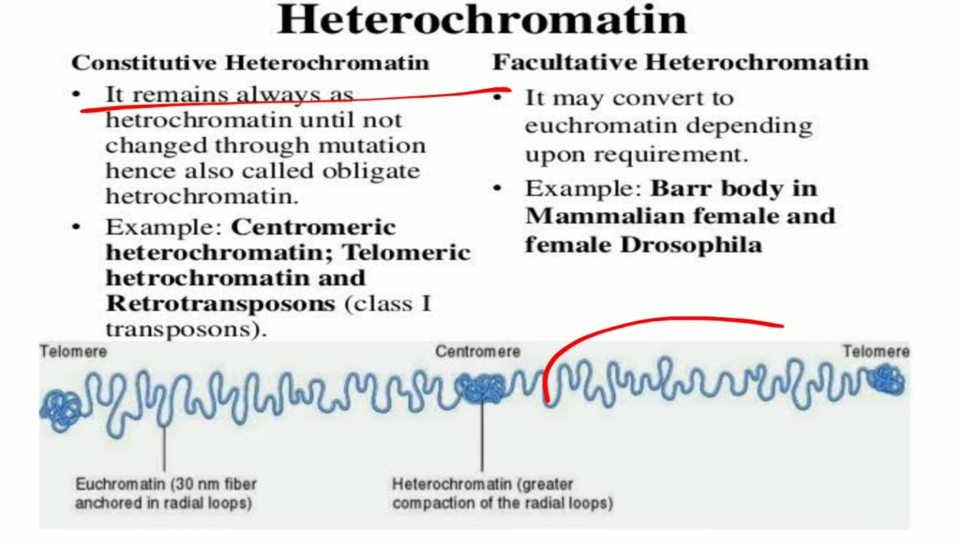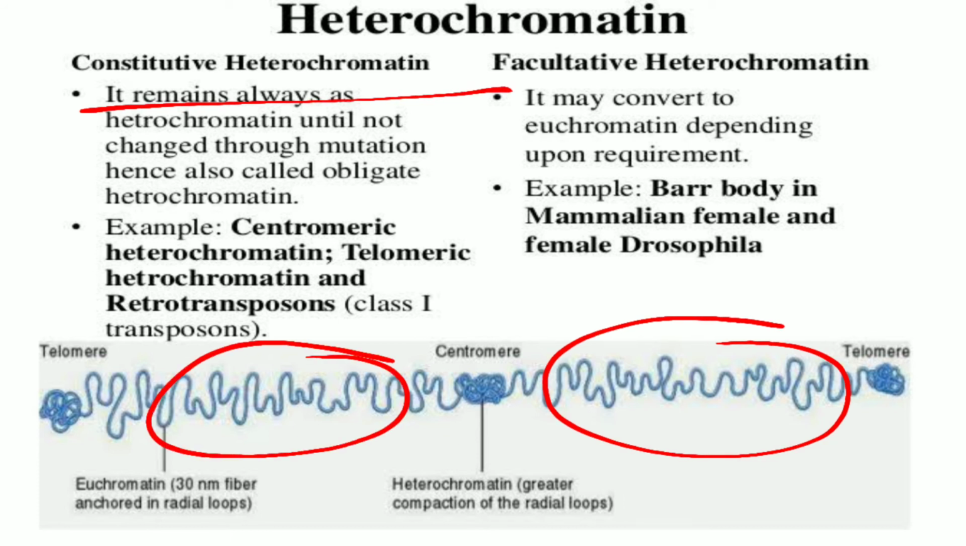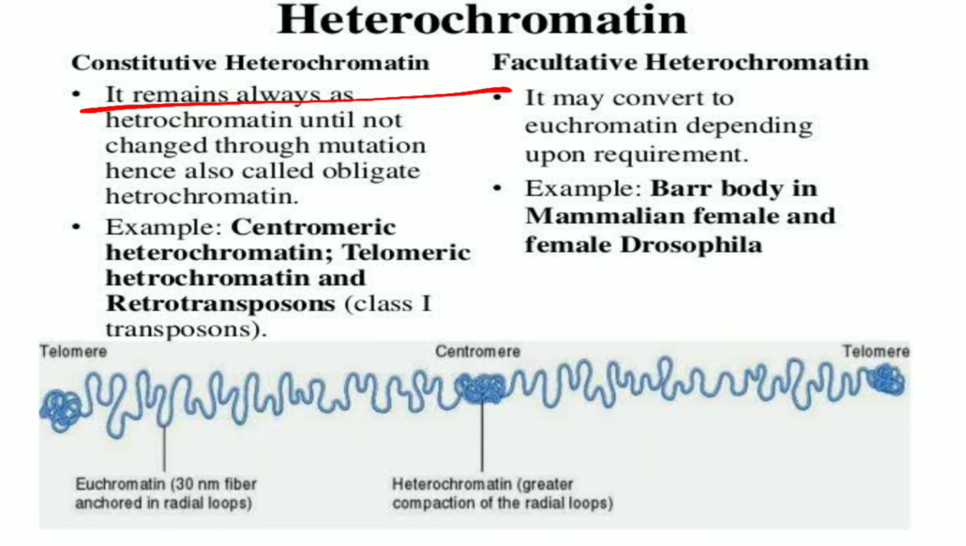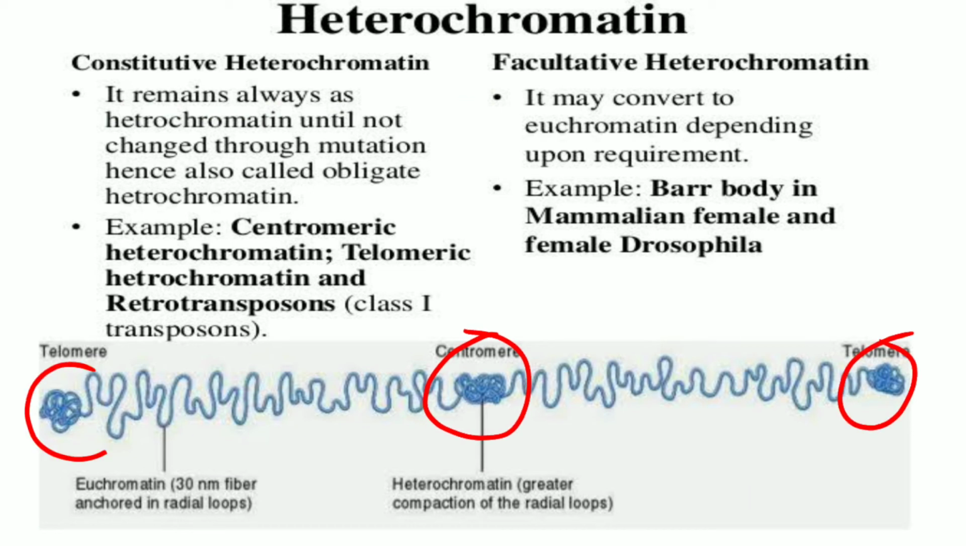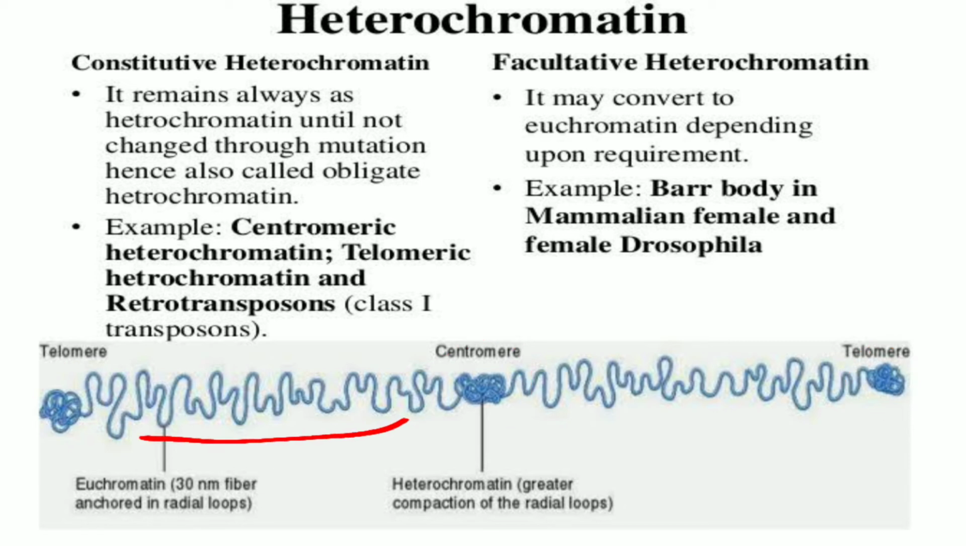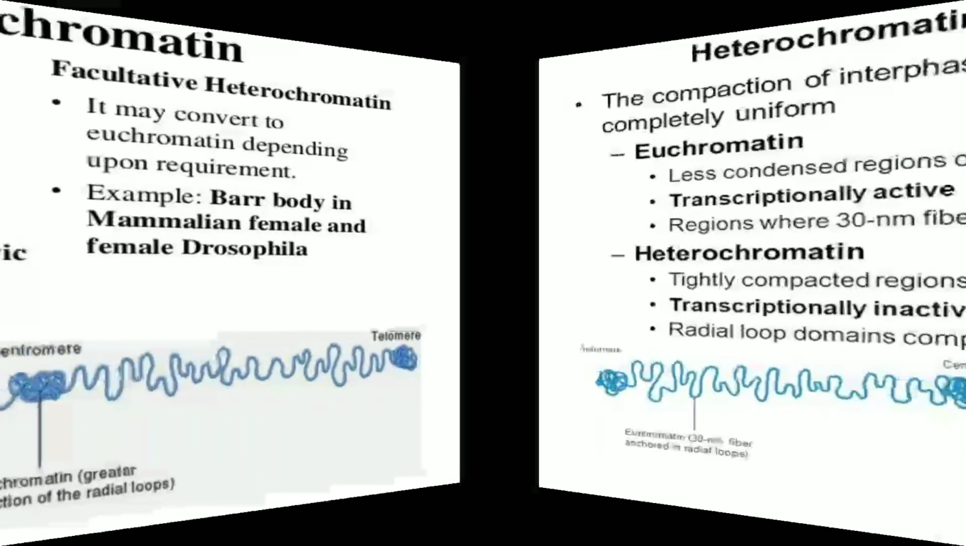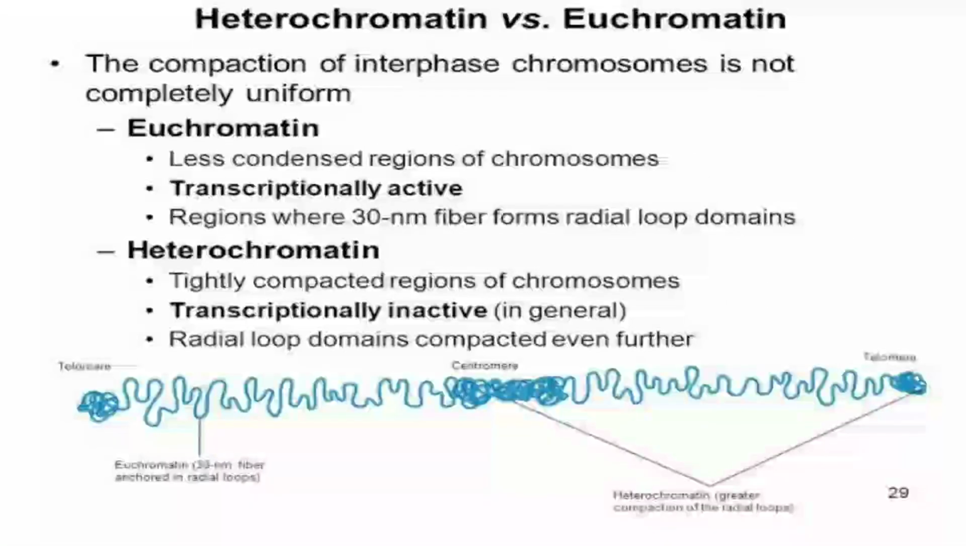And what about the rest of the chromatin? This is called the euchromatin region. This is heterochromatin, this is heterochromatin, this is heterochromatin, which could be facultative, which could be constitutive. And the rest of the regions, this one and this one, this is the euchromatin. Let us discuss this euchromatin.